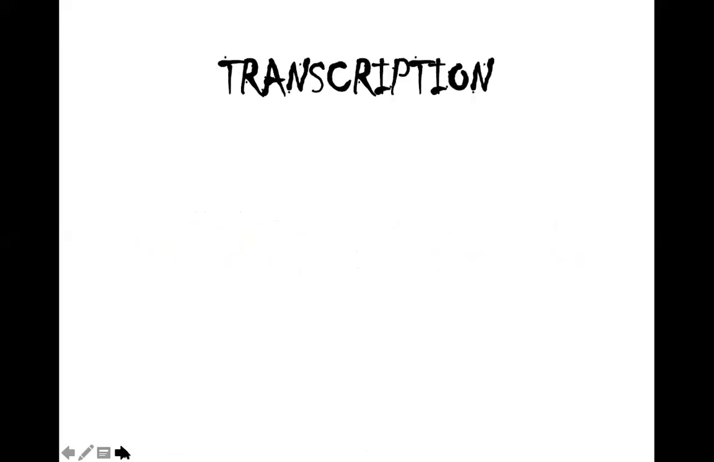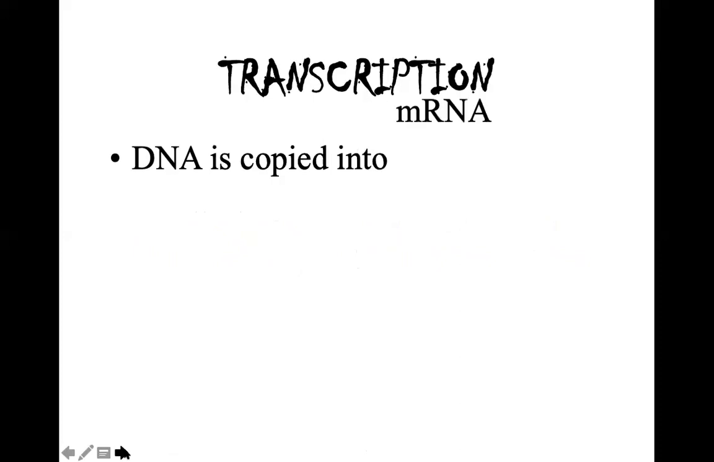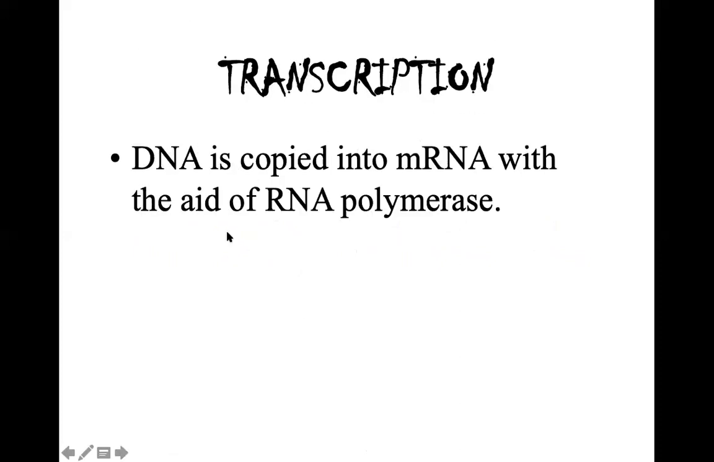So how does DNA translate into protein? Because I told you, whatever we see in a living organism, they are proteins. The process is called transcription and translation. Transcription means DNA is copied into mRNA with the aid of RNA polymerase. When anything is being copied, the polymerase enzyme, which means to make a polymer, is involved. So the RNA polymerase enzyme helps make a copy of mRNA from the DNA.